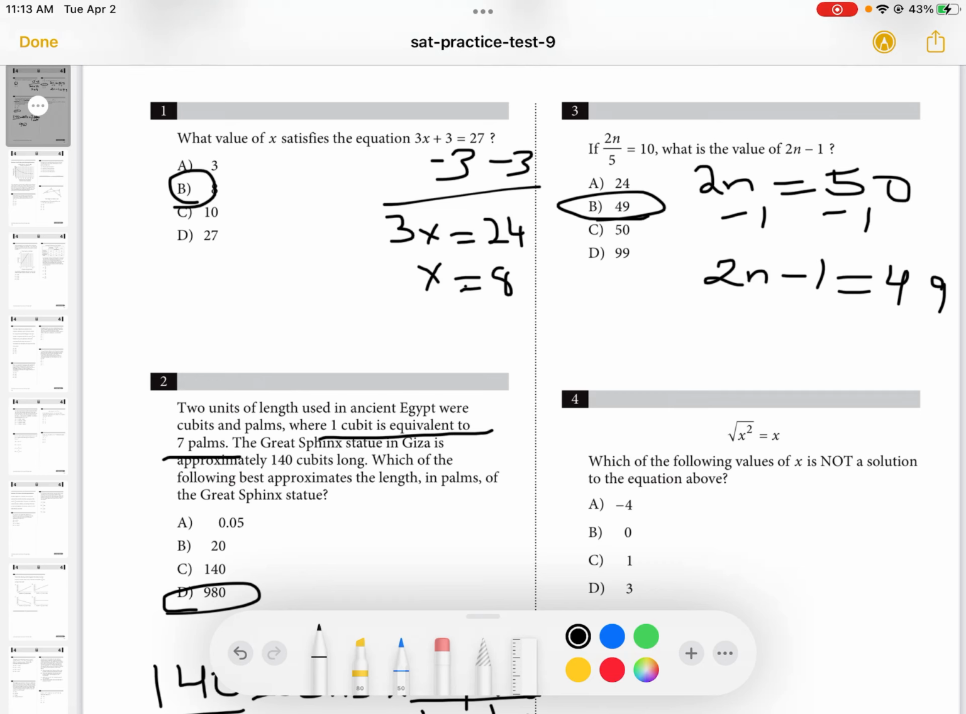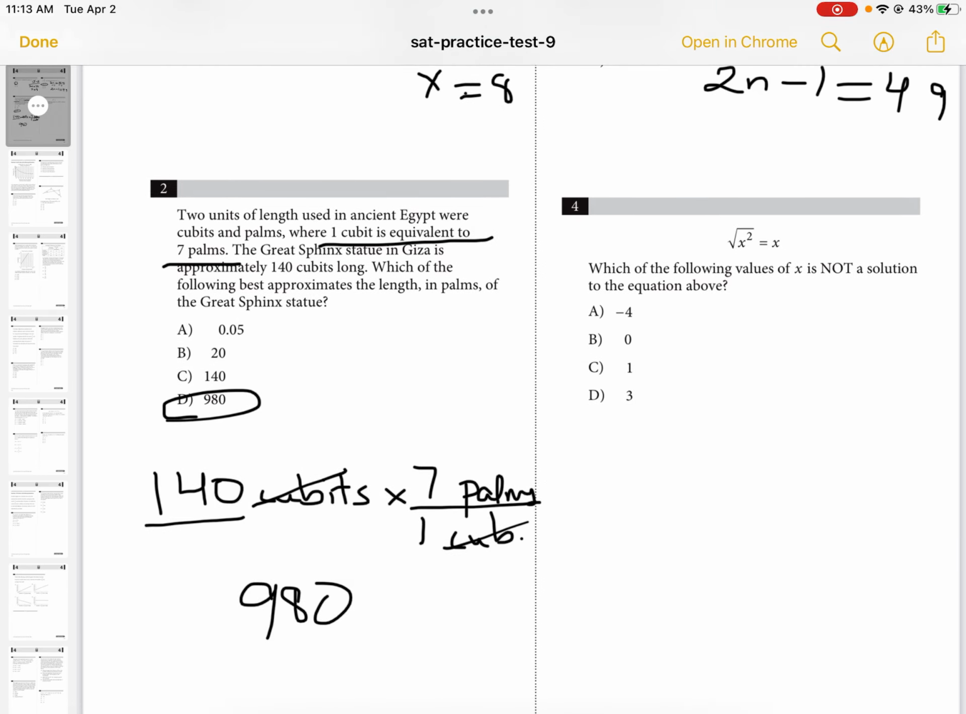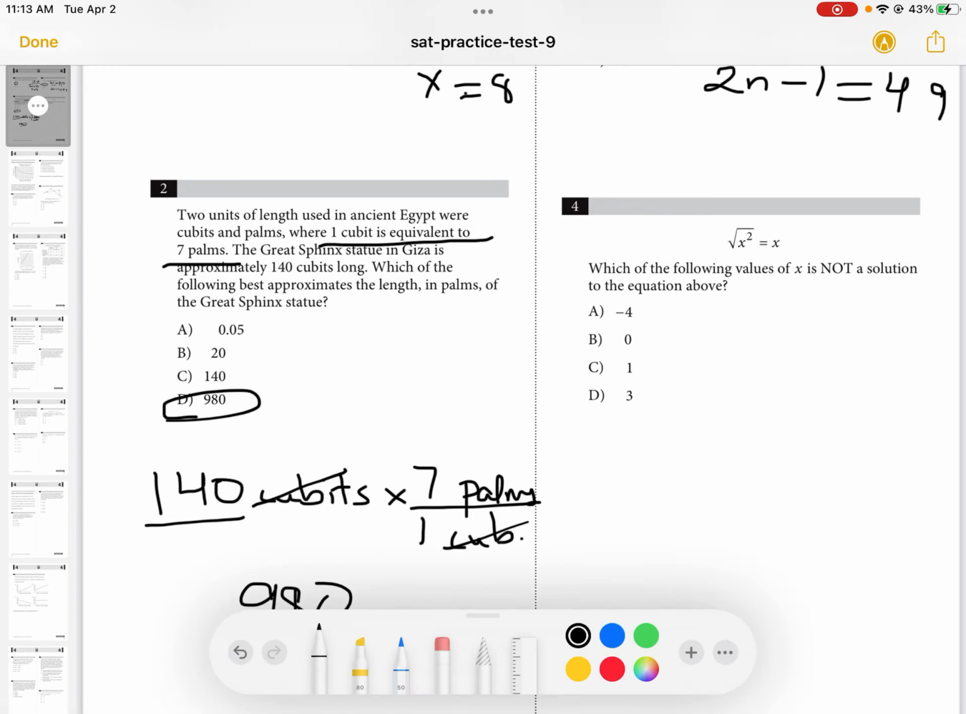The square root of x squared equals x. Which of the following values of x is not a solution to the equation above? Now, first of all, I want you to note that x has to be greater than or equal to 0, because the square root of a value a will always equal its principal root, or its positive root. So it'll be the absolute value of a. So the only answer that isn't positive or 0 is a, so that's our answer.